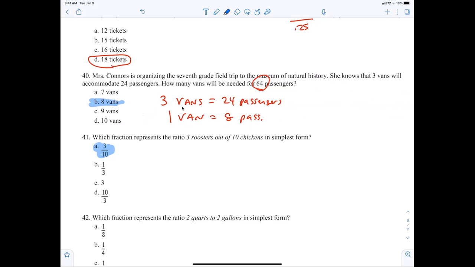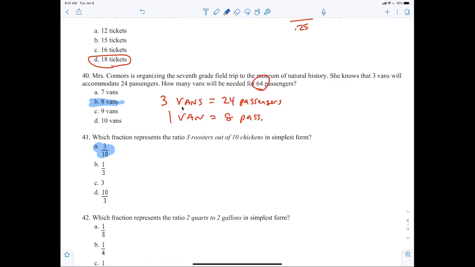Well, don't you do like 3 divided by 24 times 64? You could do that. That's what I got. I got 8. I'm okay with that. How would you divide 64? You're really doing 64 divided by 8.